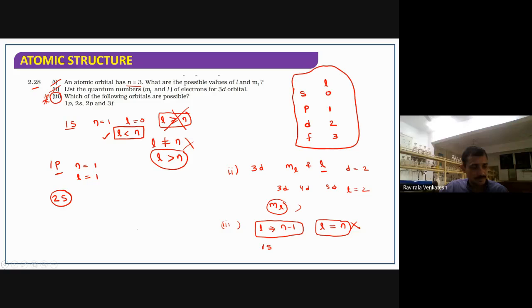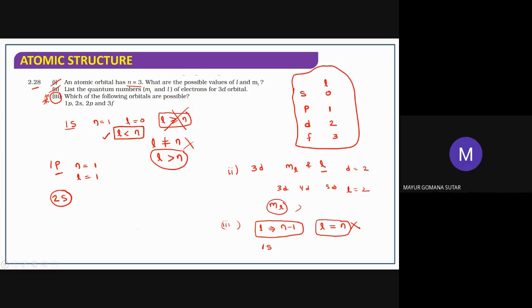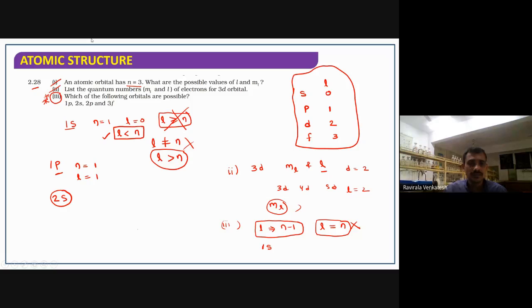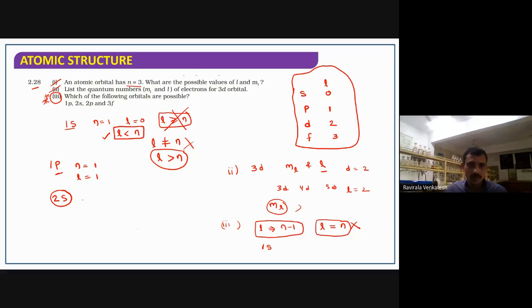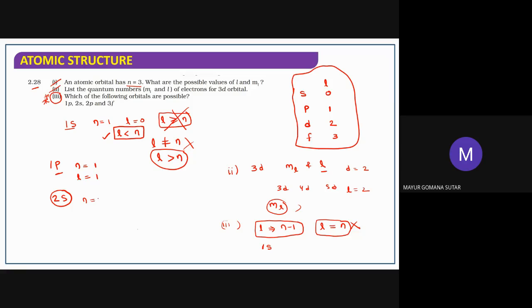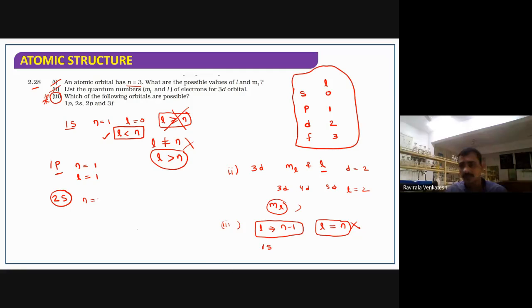Mayur. Yes, sir. Now tell me, Mayur, is it possible? Is the 2s orbital possible? No, sir. Why? What is the n value? The n value is 1. For the 2s orbital, how do you find out the n value?